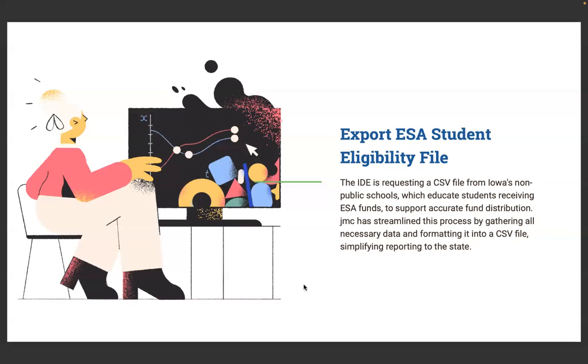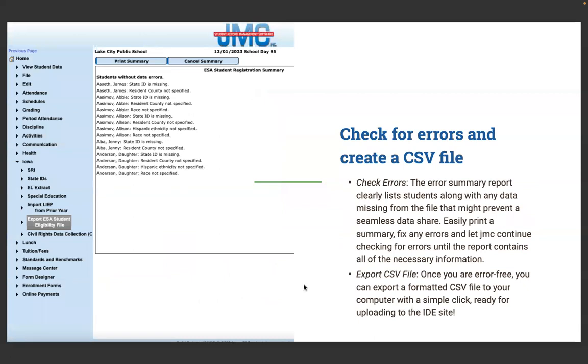So if you're doing this 3 times a year, and you're having to fill out this spreadsheet by hand, I can only imagine how long that would take, as opposed to the seconds that it would take to generate this report using this innovation. So the report itself, the process, and we'll go over this in much more depth, involves checking errors. You'll get an error summary report. It'll clearly list the students along with any data that's missing from that file, which might prevent that seamless data share. You can print this summary, fix any errors in JMC, and then continue checking for errors until that report contains all of the necessary information. And then once that report is complete, you'll export that CSV file, that error-free CSV file, for simple upload to the Iowa Department of Ed site.